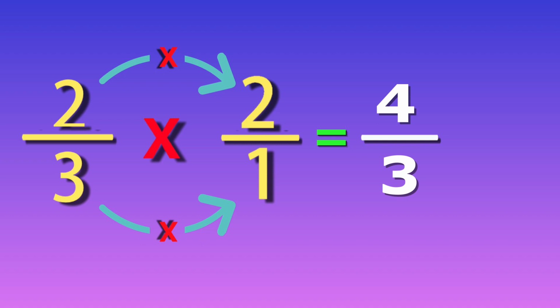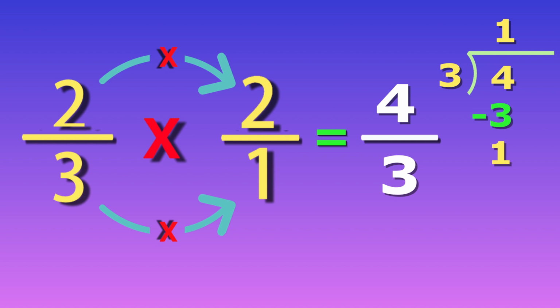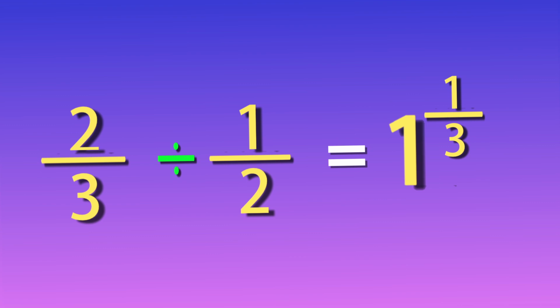It's an improper fraction. We can view this as a division problem by asking how many times 3 goes into 4? It goes once with a remainder of 1. So 4 over 3 can be rewritten as 1 and 1 over 3. So our answer is 2 over 3 divided by 1 over 2 equals 1 and 1/3.